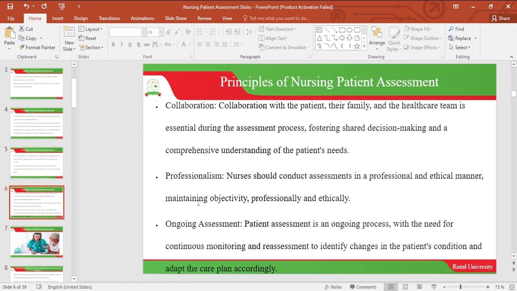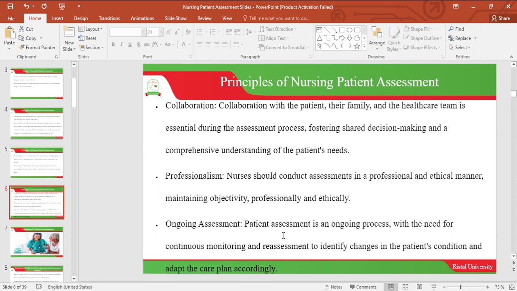Professionalism is also another principle, where nurses should conduct assessments in a professional and ethical manner, maintaining objectivity, professionally and also ethically.